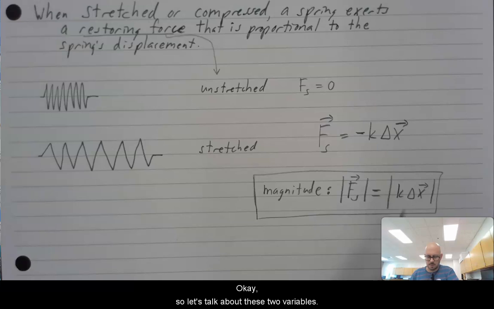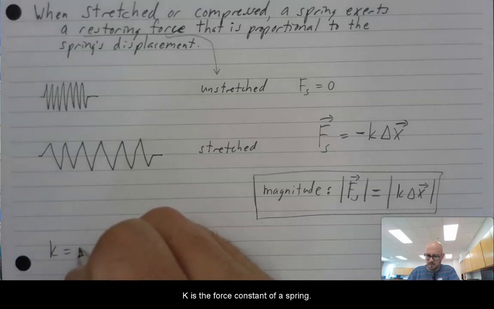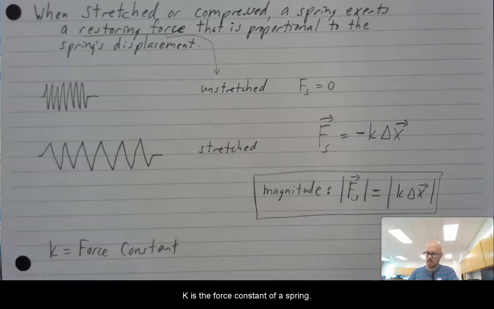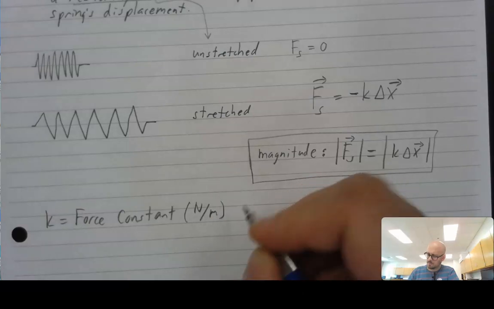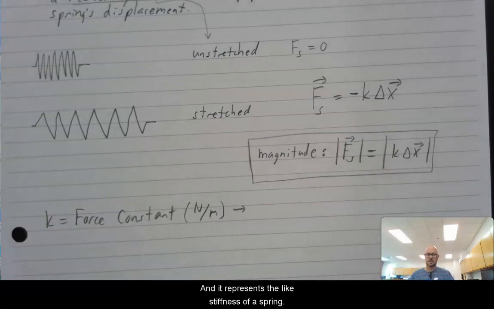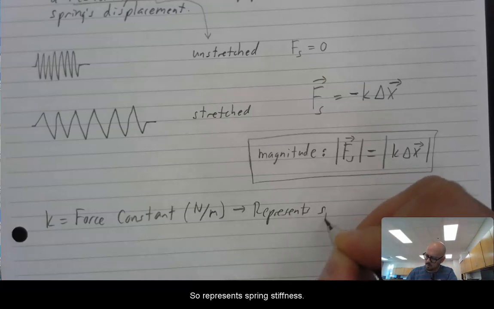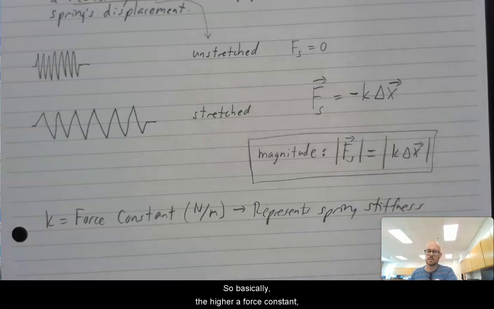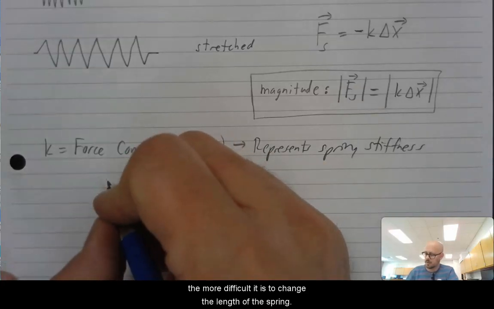Okay, so let's talk about these two variables. The first variable is k. k is the force constant of a spring. This is in newtons per meter, and it represents the stiffness of a spring. So basically, the higher a force constant, the more difficult it is to change the length of the spring.